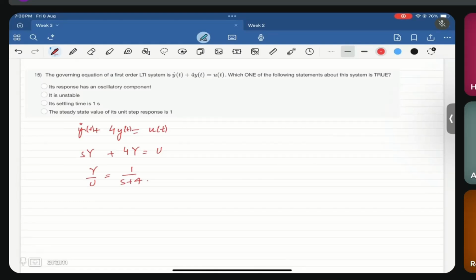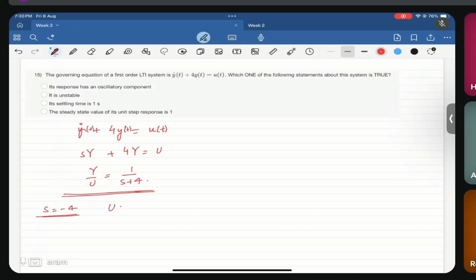Okay, so is this system BIBO stable or not? We have a pole at s equals -4, so this one is BIBO stable, right? Now the first option is saying that its response has an oscillatory component. Is it true? No, ma'am. Can you identify one input where its response will not be oscillatory?